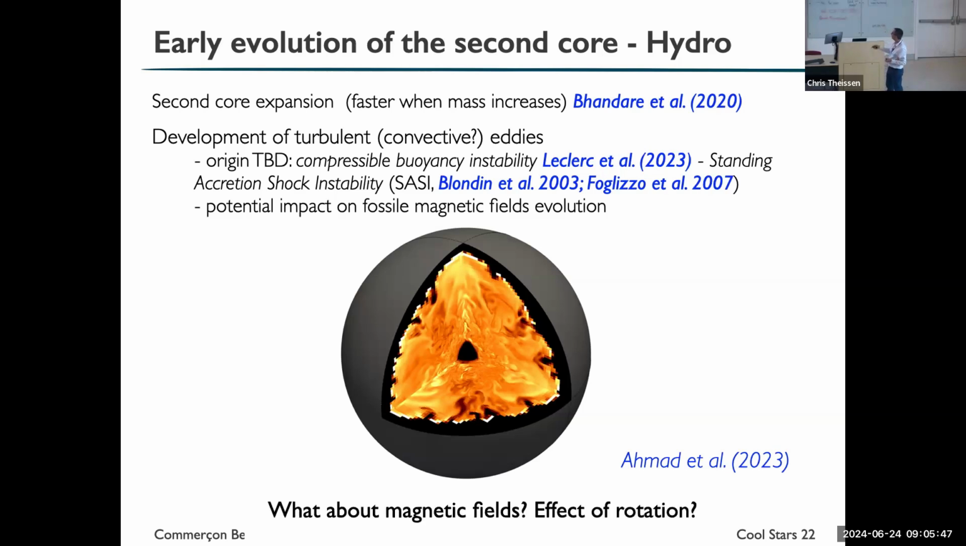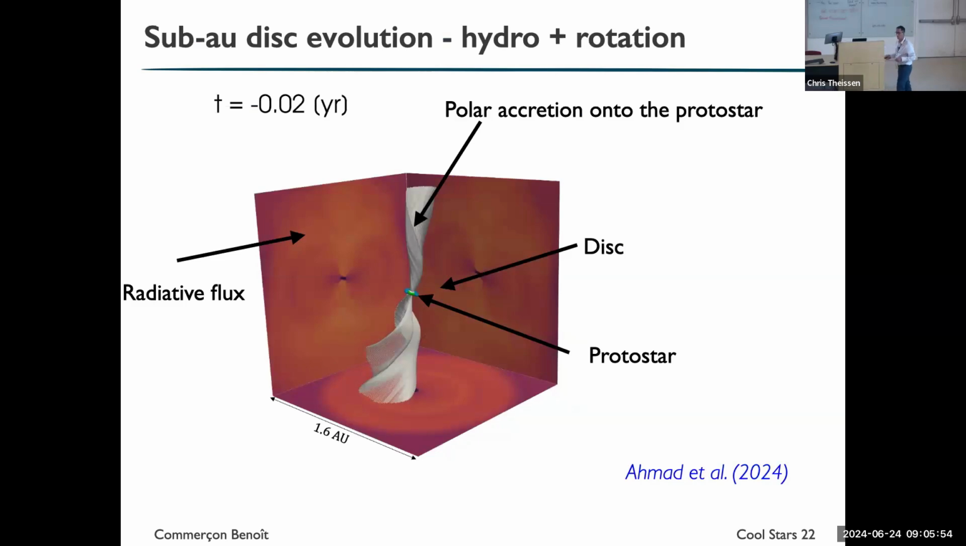So for that, we need to account for magnetic field and also for rotation. So first, rotation. Here, what I show is a movie of the forming protostar and its disk. It's a simulation performed by Anan Ali Ahmad, published early this year. You see here in blue the disk, in green the protostar. You see here the streamlines of the material that is accreted onto the protostar. So you see it's mainly polar accretion. And you see here maps of the radiative flux, and you see the time here in years.